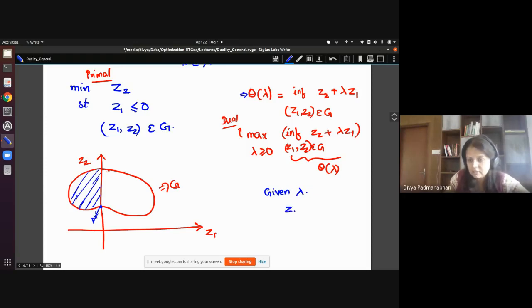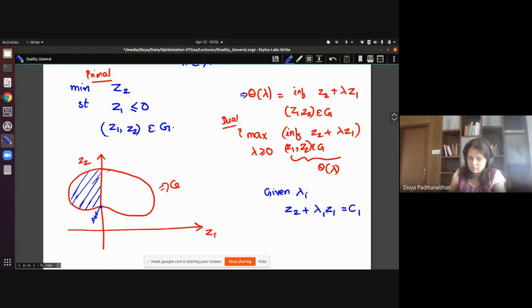Suppose I say that I'm looking at all points, say Z2 plus lambda Z1. So let's just call it lambda 1, okay? Z2 plus lambda 1 Z1 is some value, say C1. So this is the set of all points Z1 and Z2 such that their objective Z2 plus lambda 1 Z1 is equal to C1.